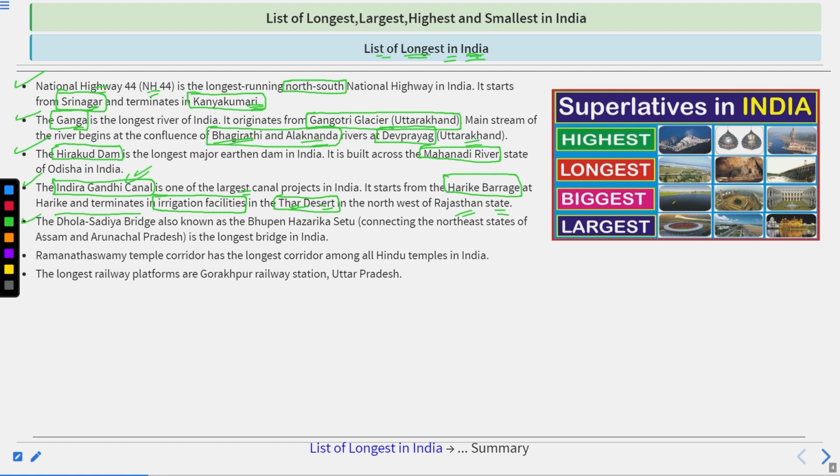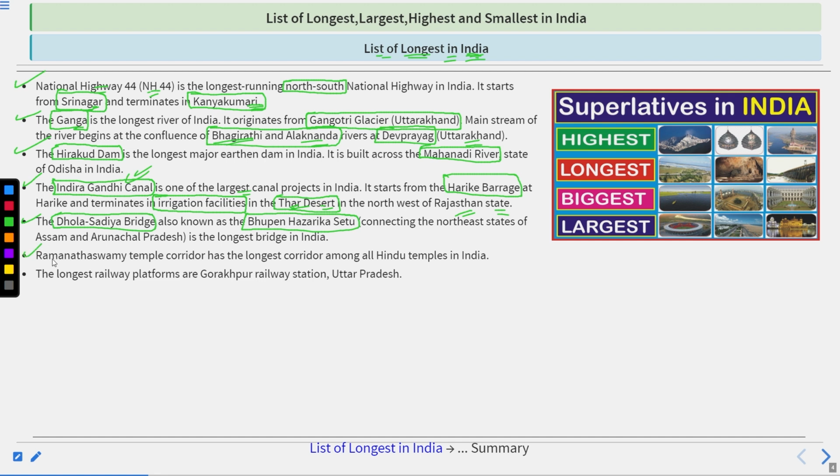The Dhola Sadia Bridge, and it is the longest bridge in India. Remember this. Dhola Sadia Bridge, also known as the Bhupen Hazarika Setu. So remember, both names, Dhola Sadia Bridge and Bhupen Hazarika Setu, refer to the same structure. This connects the northeastern states of Assam and Arunachal Pradesh. Okay, and if I'm not wrong, this is nearly about 9 kilometers.